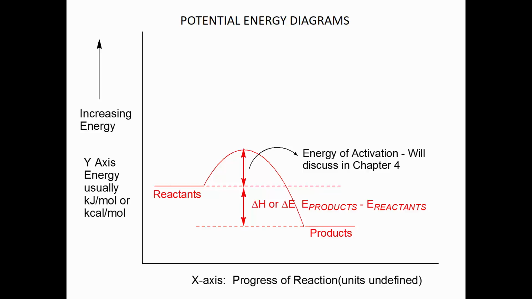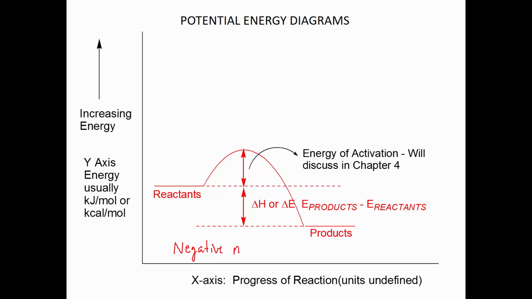All right, so we have reactants over here on the left. We have products over here on the far right. The energy of the products minus the energy of the reactants is defined as delta H or delta E. In organic chemistry, we don't make as big a deal out of the difference between delta H and delta G. We'll find a few cases where that's an important consideration, but for now we're just going to focus predominantly on delta H. All right, so if products are lower in energy than the reactants, this is a negative number.